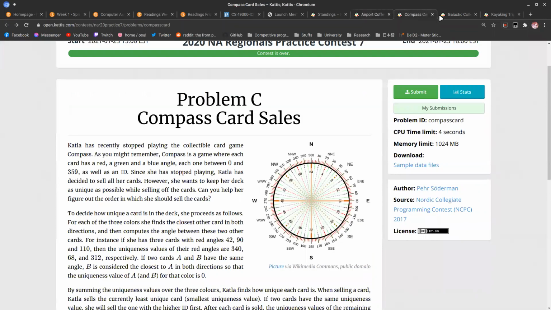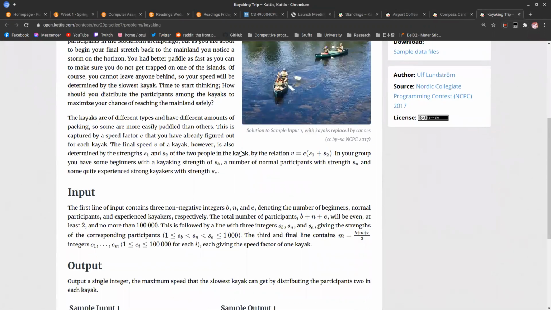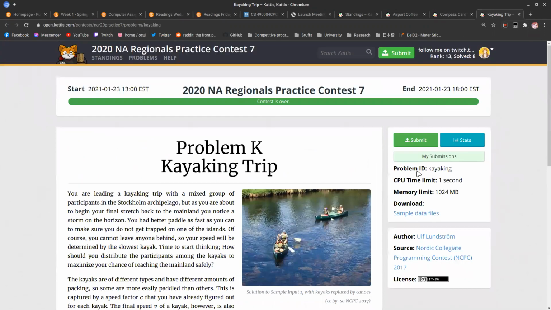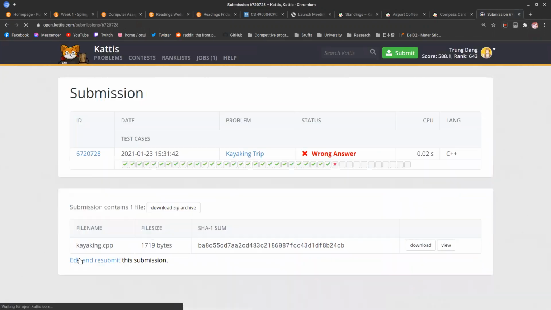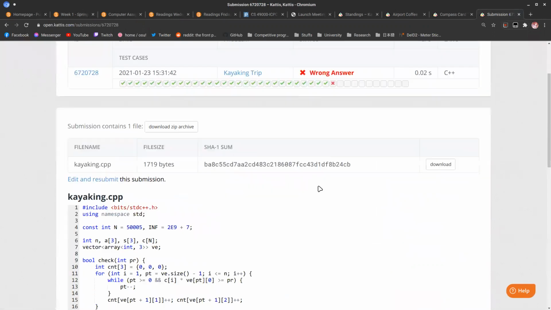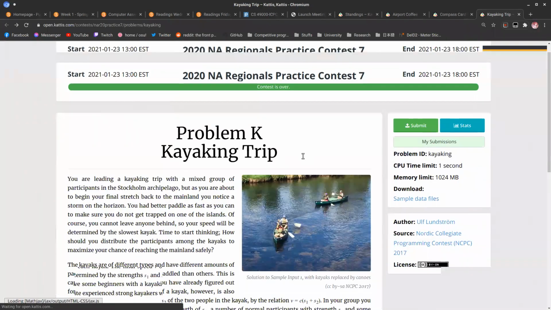Okay, so the next problem is K. For K, I took a very long time because I could not get all of the cases correct. I think my first submission was actually very close, but it was missing that one case, which I did not figure out until like 10 submissions later. Okay, so I want to discuss this.